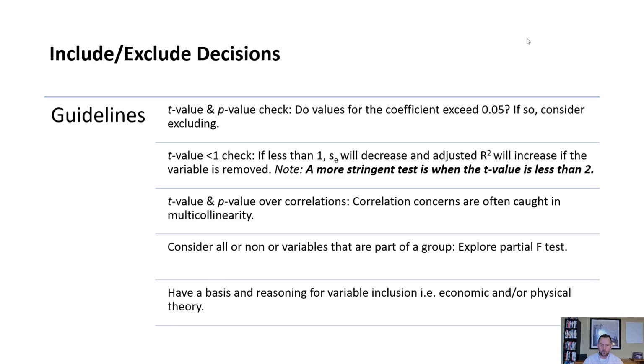Number 4, consider all or none of the variables that are part of a group. Okay, explore the partial F-test. It's not covered in this textbook. We won't cover it in our session, but know that if we have a group of variables, you want to try to keep them together. And I've incorporated into this video an example of that.